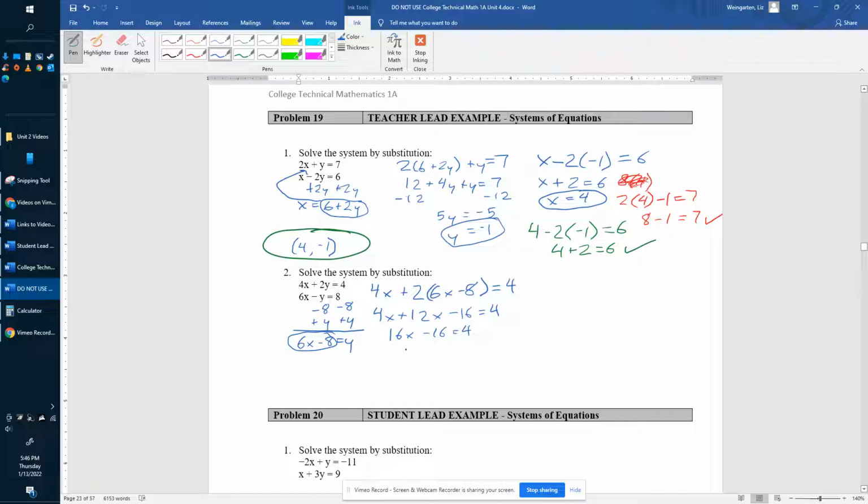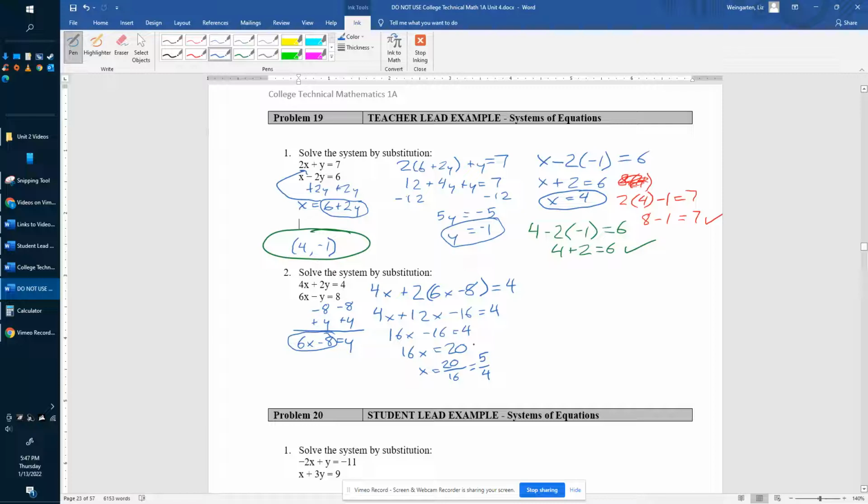Add 16 to both sides. We get 16x equals 20. x equals 20 over 16, or 5/4. So this one would have been a lot tougher to try to pinpoint when graphing because it's a fraction. It's just 1 1/4.